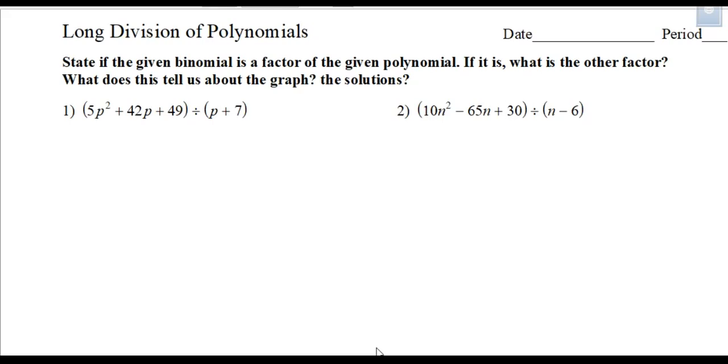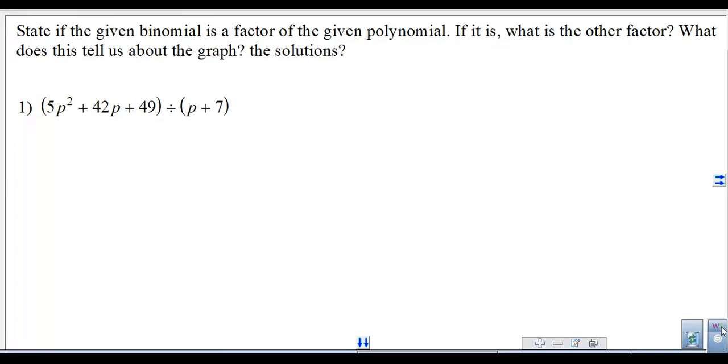Today I'm going to do a couple examples of long division of polynomials. I'm going to start with this first example that I have on this page. This example asks us to state if the given binomial is a factor of the given polynomial. What they're actually asking you to do is to divide this binomial into this trinomial and see if there is a remainder. If there is no remainder, then it is a factor.